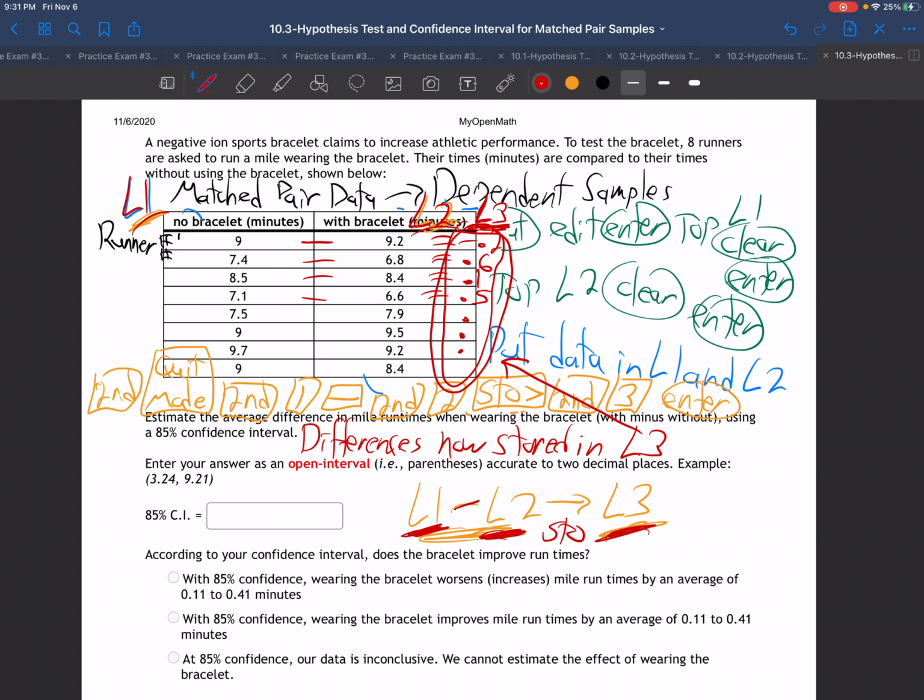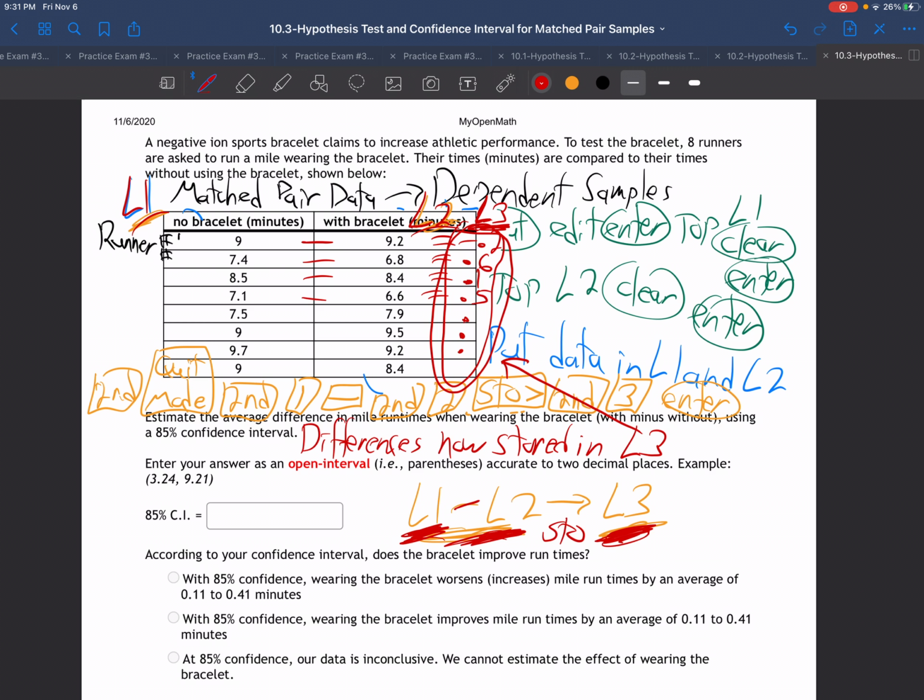We told the calculator to take all the L1 numbers minus all the L2 numbers and store those answers in L3. If you went back and looked at your edit menu again, all of a sudden you'd see a bunch of new numbers in L3. It just subtracted all the way down that list and put the differences in L3.